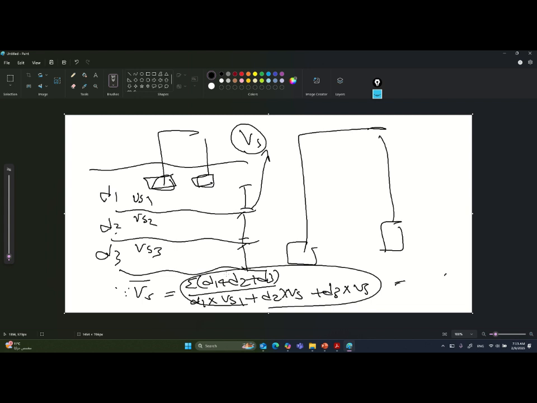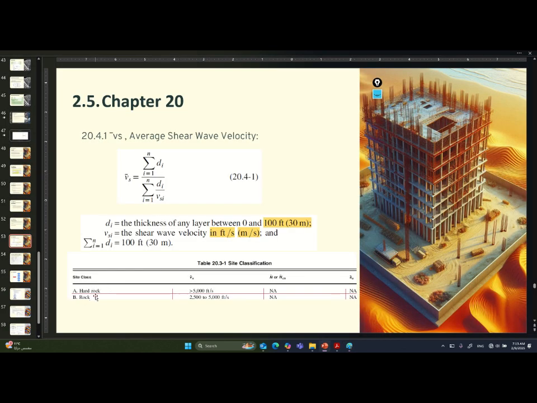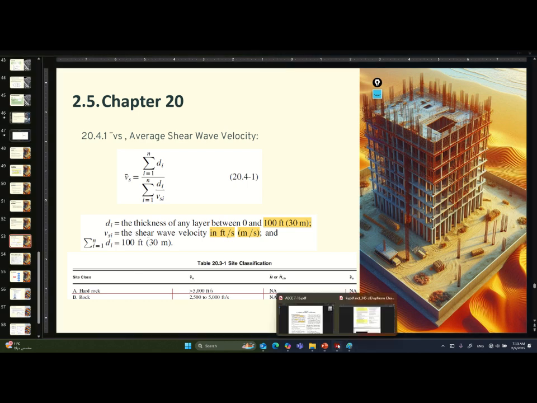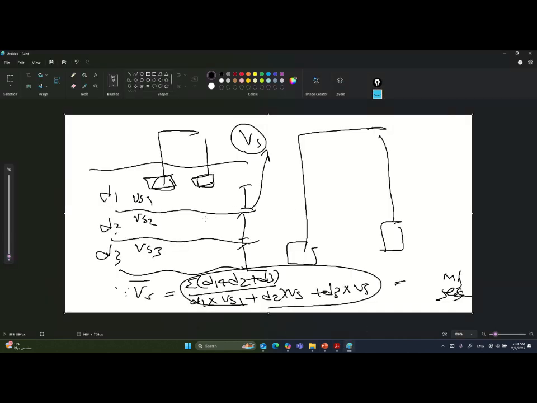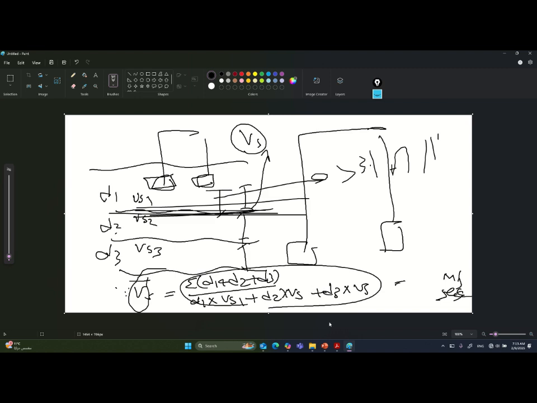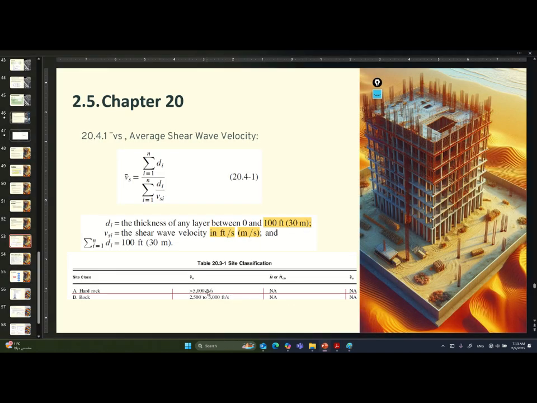And after getting the shear wave velocity in meters per second, I will go to the table to determine which site class it is. If I have hard rock and rock, even though in the example I have a very hard surface like rock, and the distance between the bottom of the foundation and the top of this layer is more than 3.1, I cannot assume A or B, even though the average shear velocity satisfies the condition of this value, 5,000 feet per second.